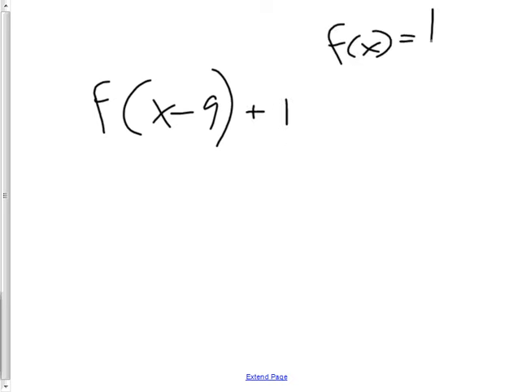Let's do another one like that. F of x minus 9 plus 1. And the function is going to be this. Write me the resulting function. I want to know how many people can do this. So in a moment, you're going to show the person in the other row. Don't show them yet, because a lot of people aren't done yet.